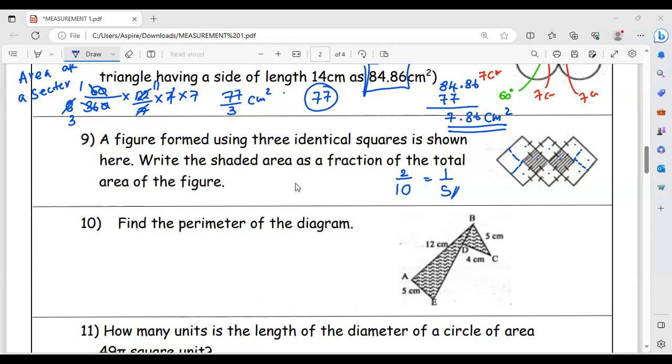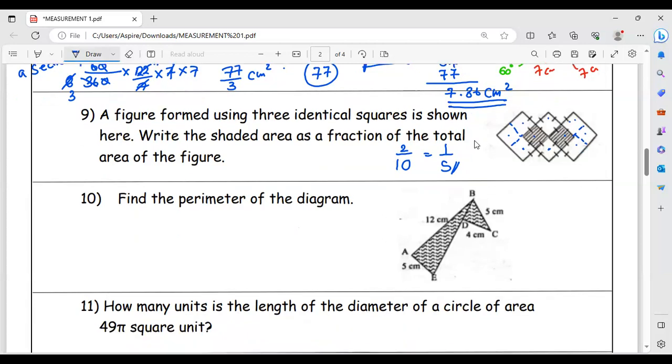Write the shaded area as a fraction of the total area of the figure. It is not an area related one, it is a fraction related one. You have to identify how many total equal parts are there. 1, 2, 3, 4, 5, 6, 7, 8, 9, 10. Out of 10, 2 parts are shaded. That means 1/5. Have you got that answer?